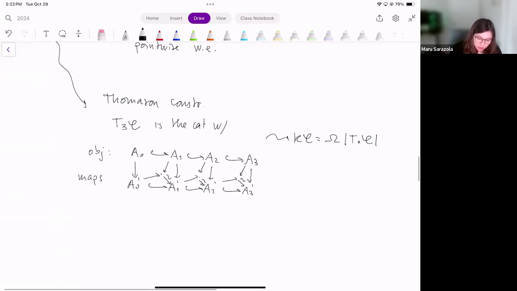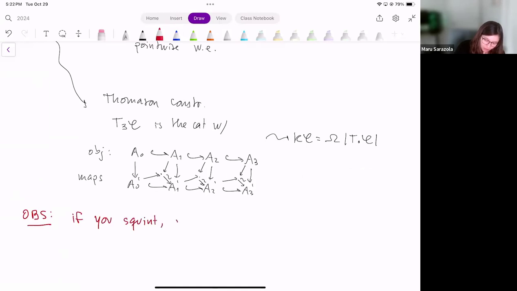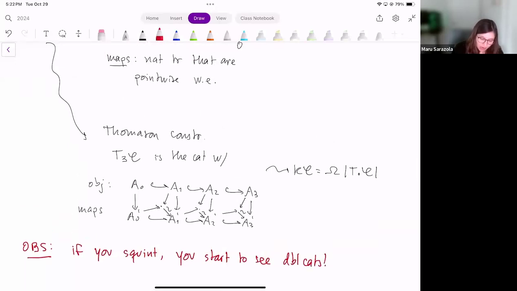So now I want to make an observation, which is that if you squint a little bit, you can start to see double categories. So we already mentioned how you can make a double category appear here, and this is the most natural one, but actually there's squares hidden in the background in all of the constructions that I just showed you.